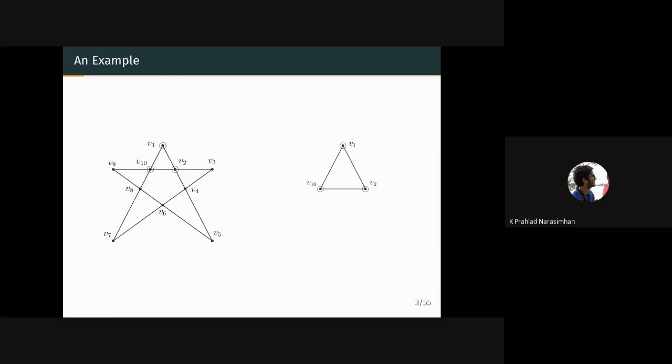So here's an example. This graph on the left is the graph we'll be taking for the next few slides, so just keep a note of it. If you look at the subgraph induced by V1, V2, and V10, which I've zoomed in on the right, this is a clique because it is complete. Between any two vertices, there is an edge. So this is the idea of a subgraph induced by something, and a clique.